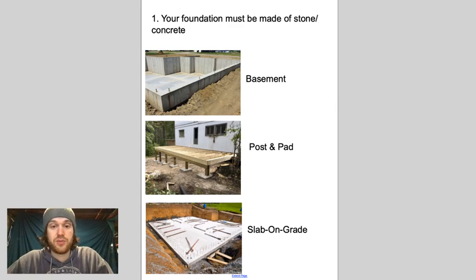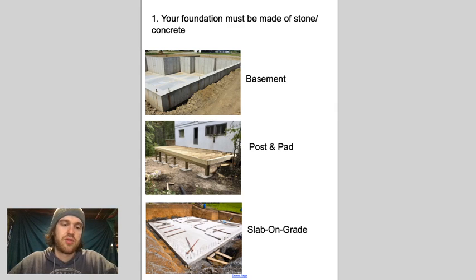There's also post and pad, which is how it's done in a lot of Alaskan locations when you have risk of flooding, or you're building on a hill and you want to do things at different levels. Or building on permafrost, you can adjust the legs and level your house as needed. The third option is slab on grade, which is just a flat slab, meaning there's no basement.